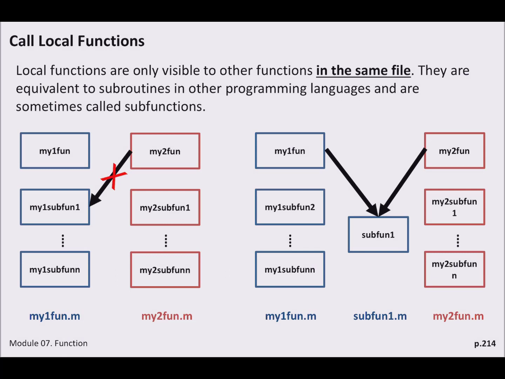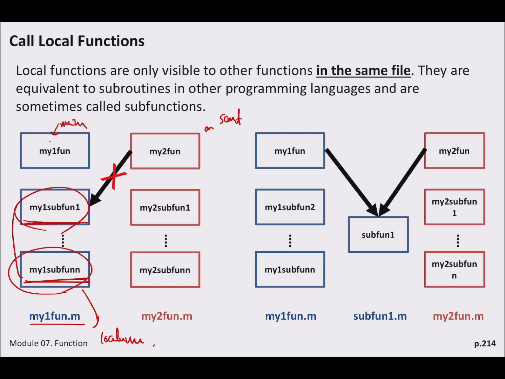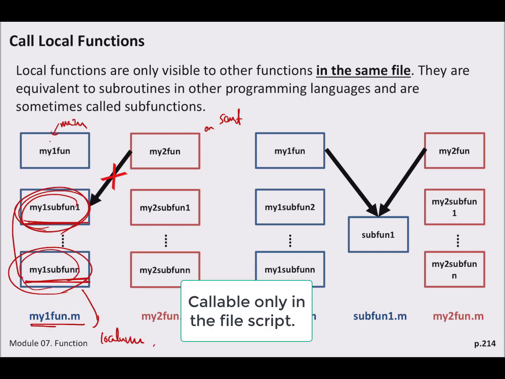Okay. My one function is stored in my one function.m. This is the main function. And then there are 2 subfunctions. These 2 subfunctions are the local functions. In that case, other functions or scripts cannot call these subfunctions. Okay? Because the subfunctions can be called only inside of my one function.